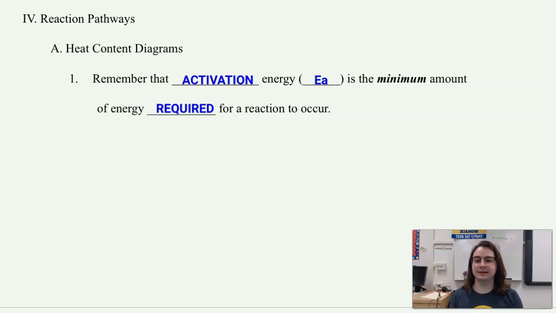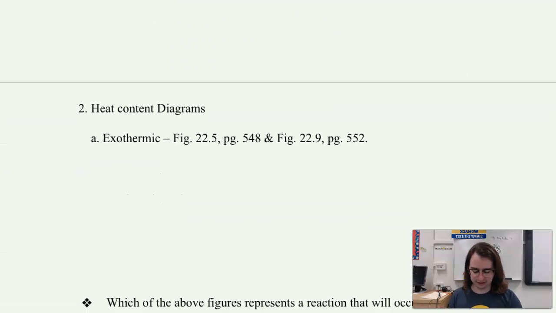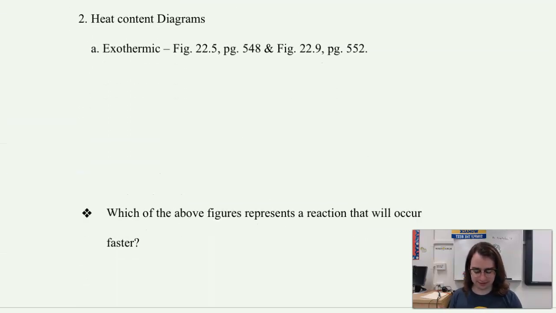So a heat content diagram has the activation energy included on it, but it represents this through potential energy. This is different than when we were doing the kinetic energy distribution curve, which uses kinetic energy. So let's check it out. Let's first draw a heat content diagram for something that's exothermic.